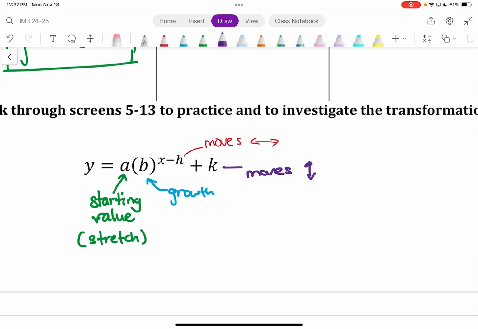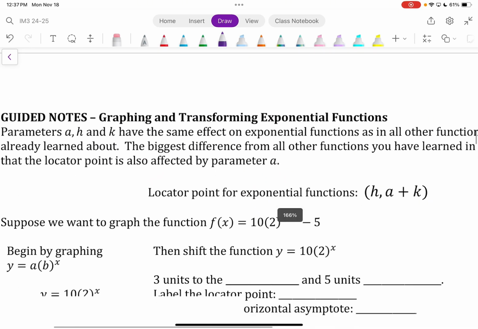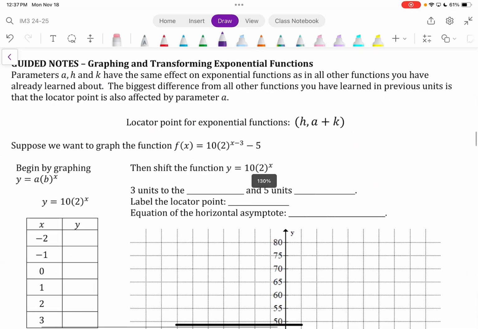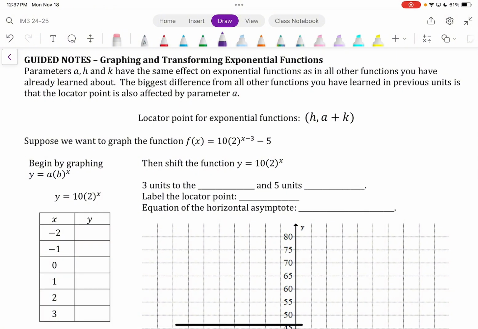Okay, so please write this down in your notes. It's like a summary of what we just looked at in the Desmos. And based on that, we can go ahead and do the following problems. Like it says here, parameters a, h, and k have the same effect on exponential functions as in all other functions you have already learned about. The biggest difference from all of the other functions you have learned in previous units is that the locator point is also affected by the parameter a. I'm going to highlight this. This is good information to know.